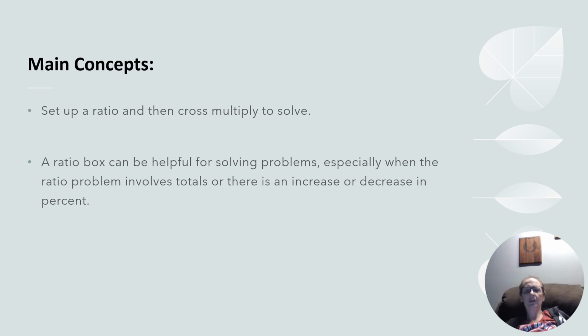I usually use what's called a ratio box. It's just a way of organizing the data. It can be very helpful for solving problems, especially when the ratio problem has totals or there's an increase or decrease in the percent. For increases and decreases in percent, the original percent is always 100%. So let's say it says that the percent increased by 25%, then the original percent is 100, the increase is 25, and the new percentage is 125%.